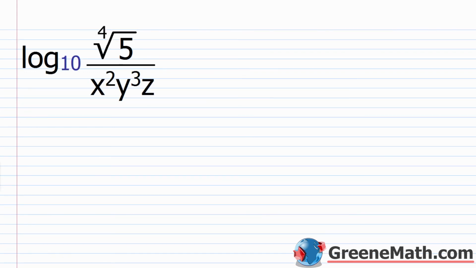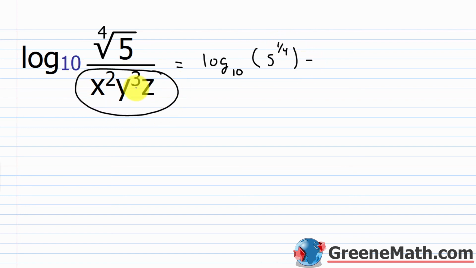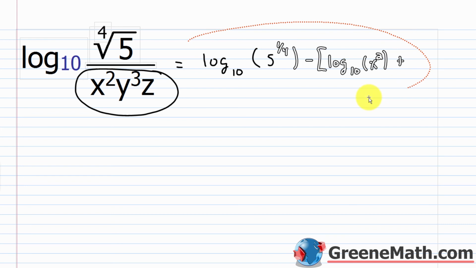All right, let's take a look at a note. So we have log base 10 of the 4th root of 5 over x squared y cubed z. So again, I think about log base 10 of the 4th root of 5, I could write as 5 raised to the 1/4 power. Then minus. I'm subtracting away all this. So I've got to use, again, some grouping symbols. Parentheses, brackets, whatever you want to use. So let's just do brackets. You will have log base 10 of x squared. And then you'll have plus, let me scooch this down so I have enough room.